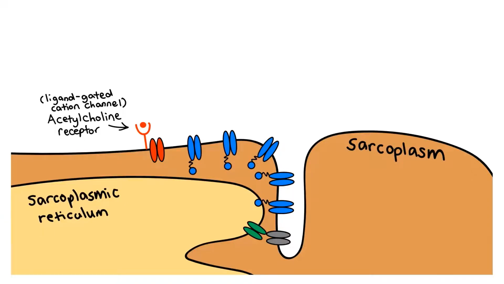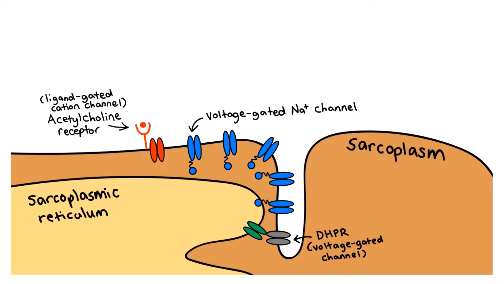Similar to neurons, skeletal muscles also have voltage-gated sodium channels. These transmit signals down a structure called the T-tubule. In the T-tubule, there's a specialized receptor called the DHPR, which is a voltage-gated channel that opens up when it senses an increase in the membrane potential. While it is technically a calcium channel, it doesn't actually let any calcium into the cell. Instead, it is physically connected to the ryanodine receptor, which is a calcium channel on the sarcoplasmic reticulum. So when DHPR opens, the ryanodine receptor also opens.